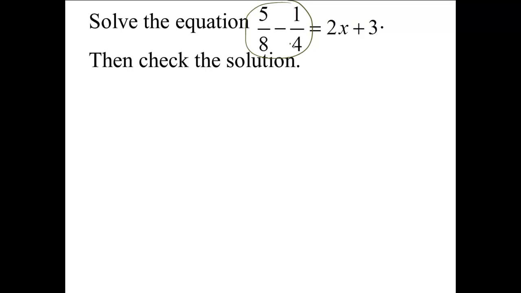But this 1/4 I'm going to multiply by 2 to give me 8 down here. Multiply by 2 up here. So I have 5/8 minus 2/8 equals 2x plus 3. And 5/8 minus 2/8 is 3/8. So I have 3/8 equals 2x plus 3. To isolate this x term, I need to deal with this plus 3. And I will do that by adding -3 to both sides of this equation.